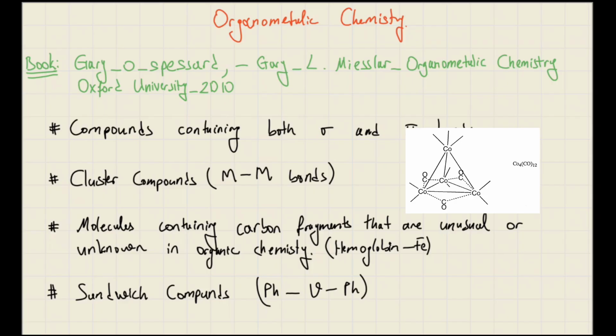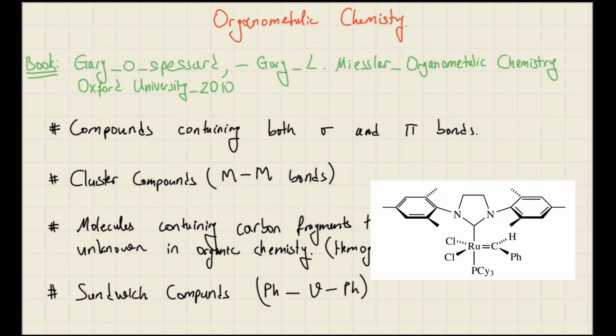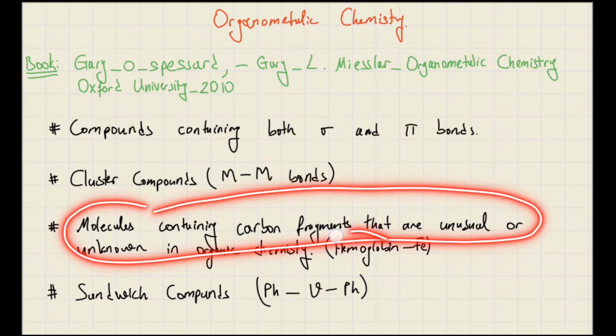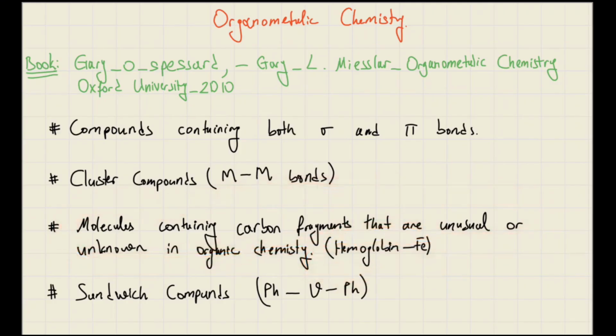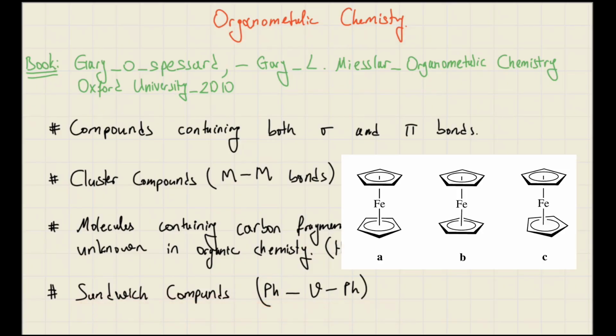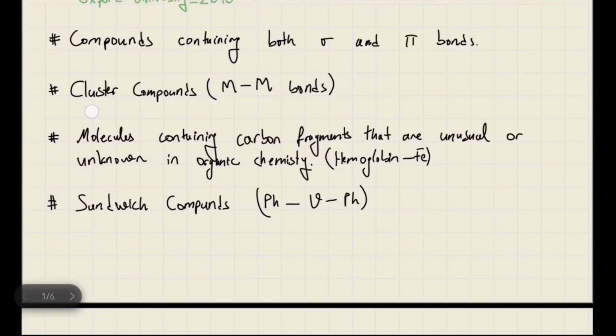And we will also look at different compounds. For instance, we look at the cluster compounds, and we also look at molecules containing carbon fragments that are unusual or unknown in organic chemistry. The most beautiful example is hemoglobin. I think hemoglobin has both an organic part and a metal part. So this metallic part makes a complex, a hemoglobin iron complex, and this is the area of organometallic chemistry. And then we will also look at the sandwich compounds, and I will put a beautiful picture of a sandwich compound here.